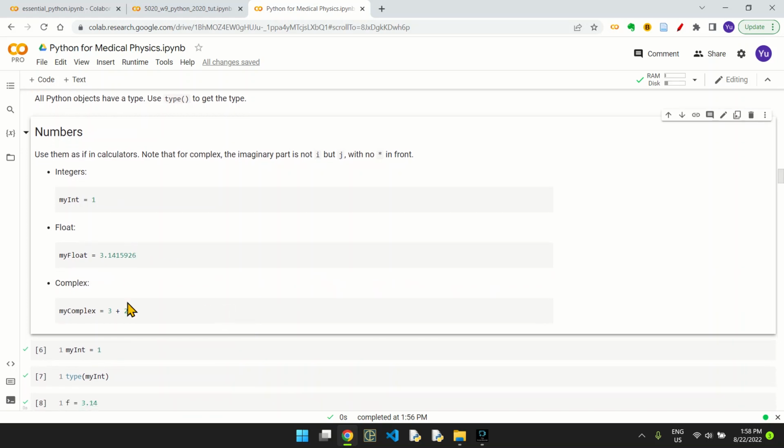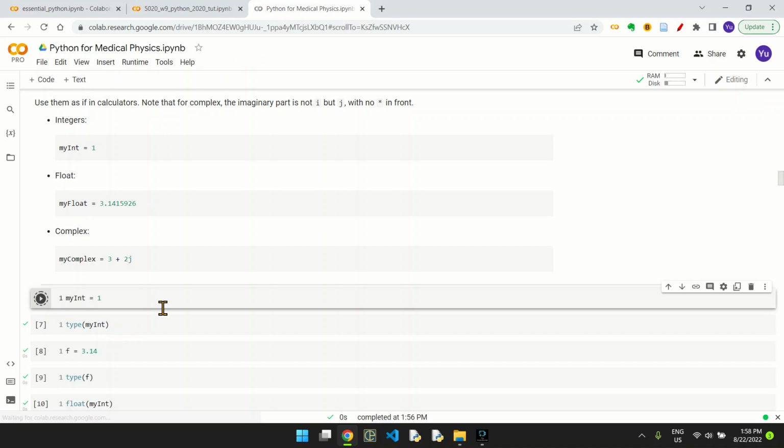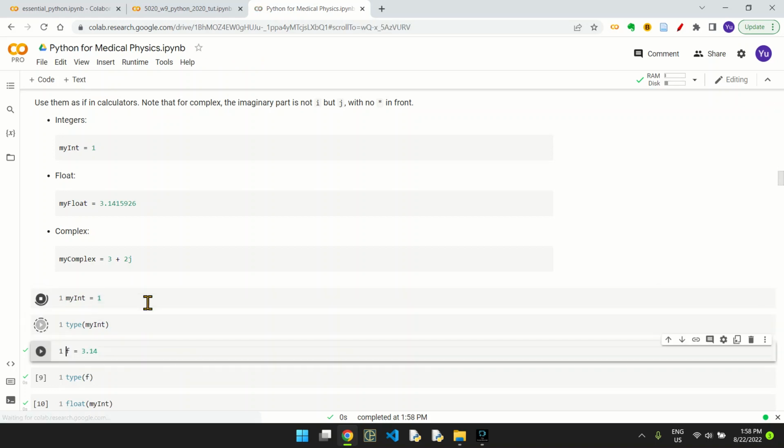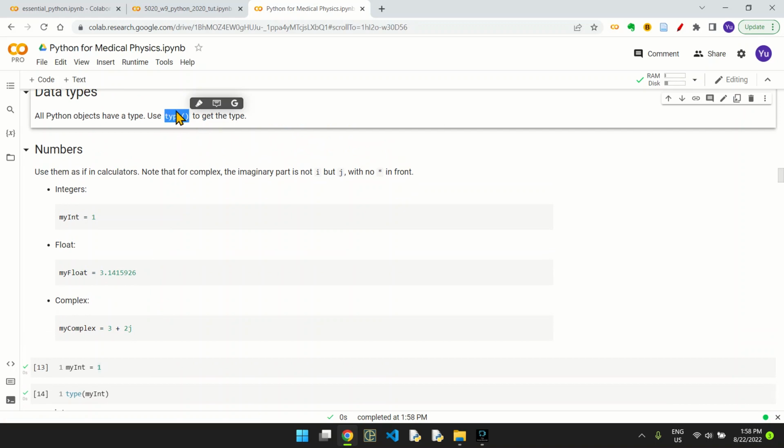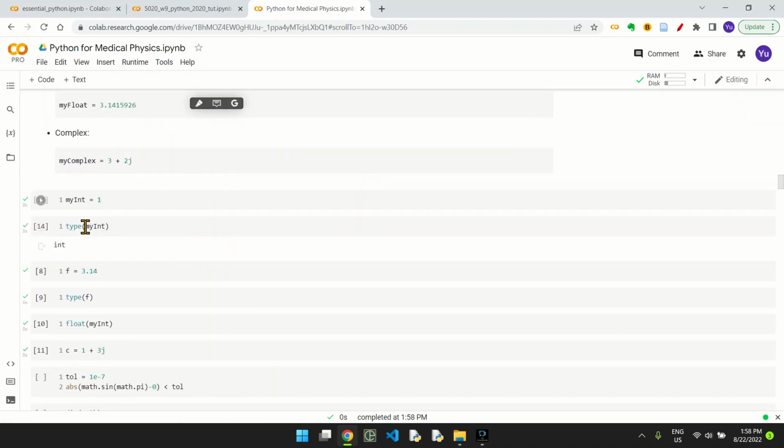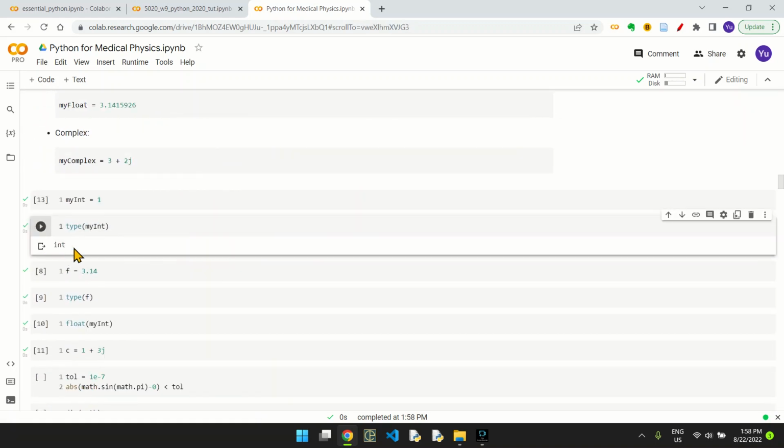So if you want to define an integer, you can have my_int equals to 1, and then you can check out the type of that. Remember, we can always use the type function to get the type of a variable. It will tell you it's int, that's the type of an integer. And whatever is returned by the type, you can use that to cast other types into this type. And I'll show you that later.